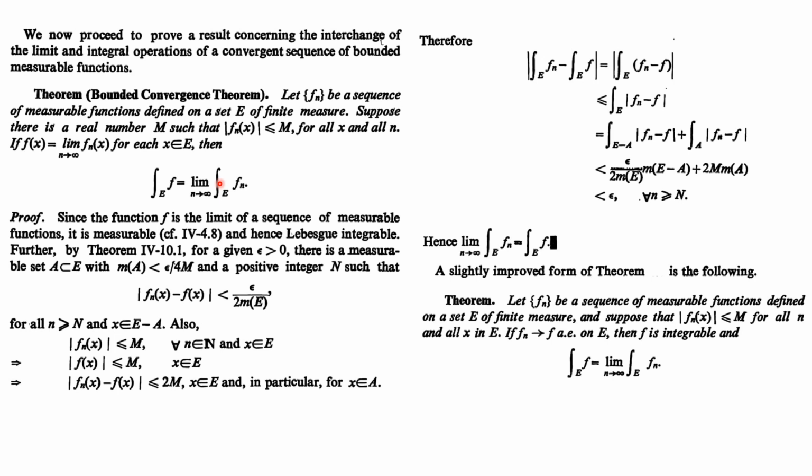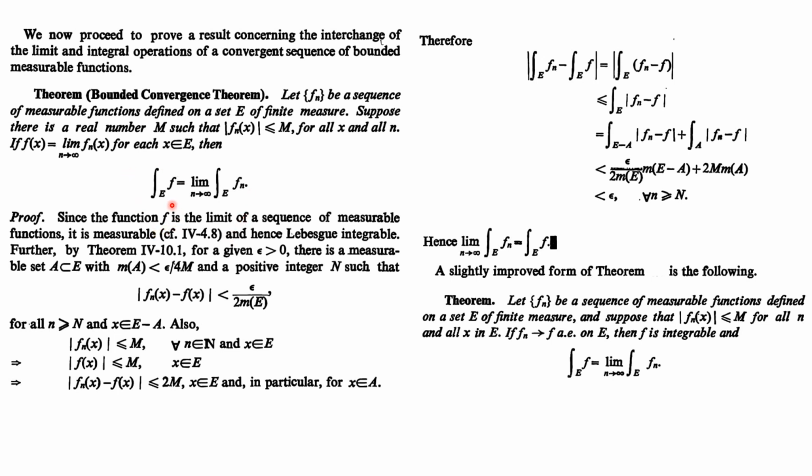Once again, see what is the statement. Let fn be a sequence of measurable functions defined on E with finite measure. Let this sequence be bounded and pointwise convergent. Then the integral of f is the same as the limit of the integral of fn. Now the proof.